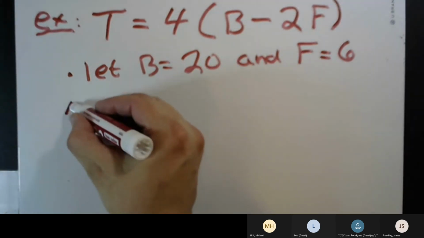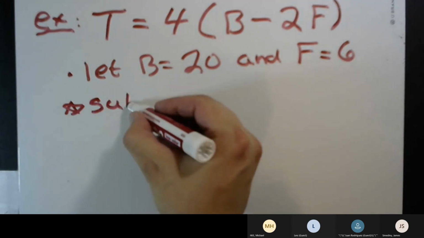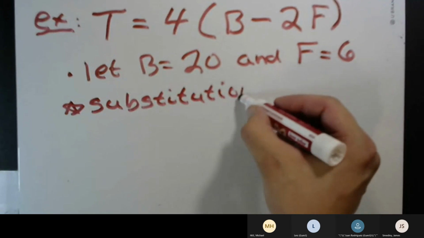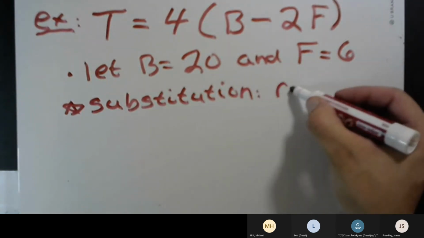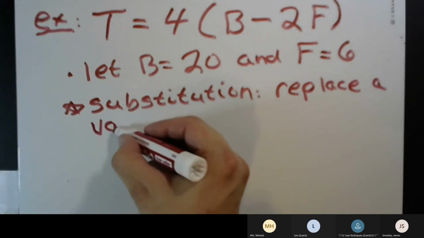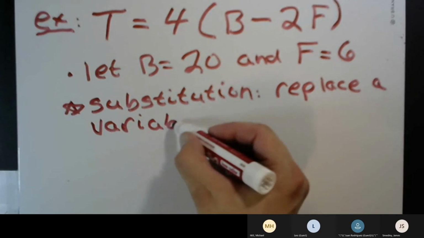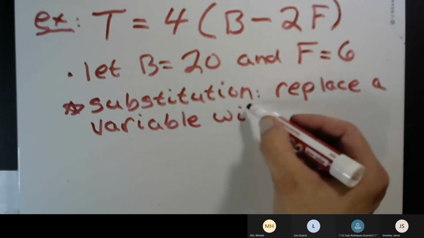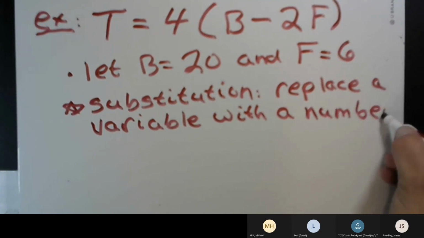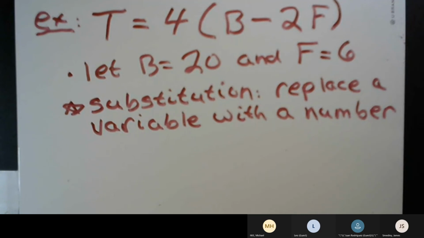Now this is called substitution. Here we replace a variable with a number. So that's what we're doing when we replace these variables like B and C in the last example, or B and F in this example. That's called substitution.